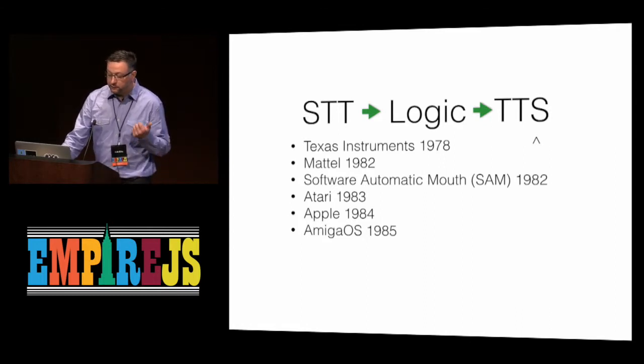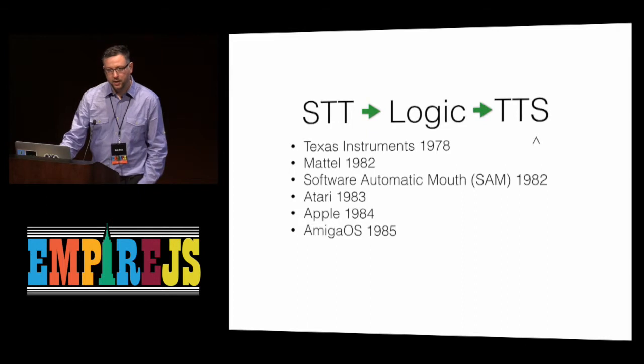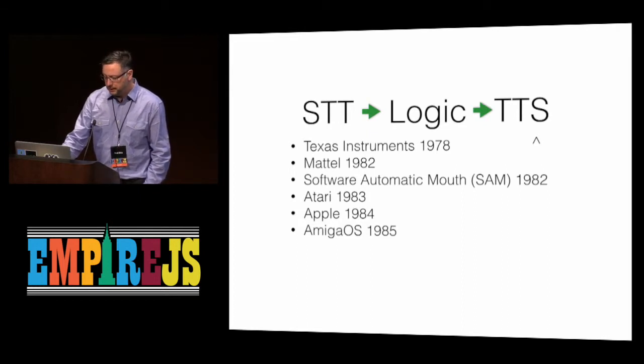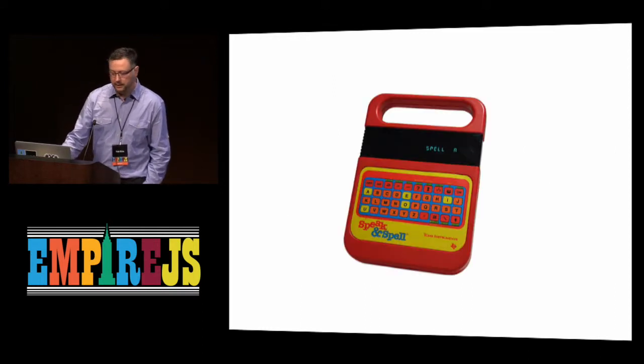I should point out that the Software Automated Mouth was in the first non-Macintosh Apple computer, so the Apple II and the Lisa. And then the Texas Instruments' first commercialized product, the Speak and Spell. Has anyone ever seen or played with one of these? Kind of dating myself maybe, but my cousins had one. It was a lot of fun to play with. So this is where we see the first commercial product of it.